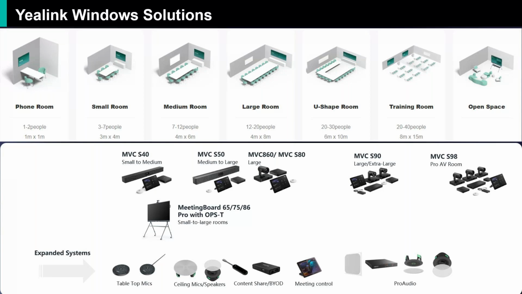Now, looking at the solutions, in all those rooms, generally using Windows or Android, we can use the basic Pro Audio devices like the ceiling microphone, the CS10 and the CM20. Or if we go into larger rooms like the large room, U-shape room, training room, that kind of stuff, we can there use either the CM50 with the AP08 and the CS10D, or the CM20 with the AP08 and the CS10D. We will cover that area from that kind of perspective.